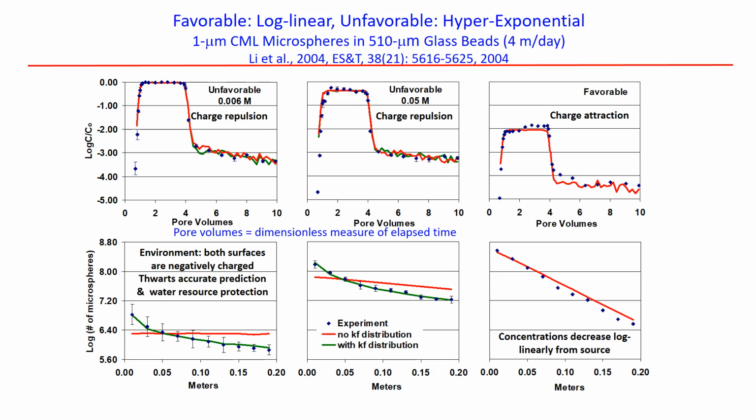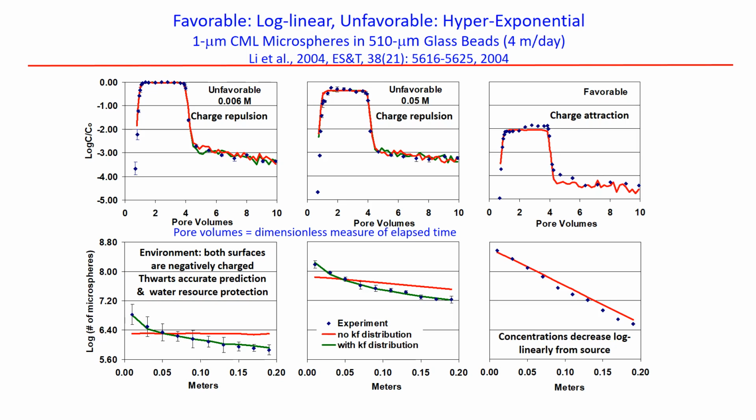In contrast, under conditions where the 2 surfaces are like charged, which is typical of environmental conditions, and both surfaces tend to be negatively charged, there's charge repulsion, and that greatly decreases the amount of retention. The breakthrough is much higher. And the breakthrough increases with decreasing ionic strength for reasons I don't have time to go into, but that are well known in terms of their influence on particle surface repulsion.